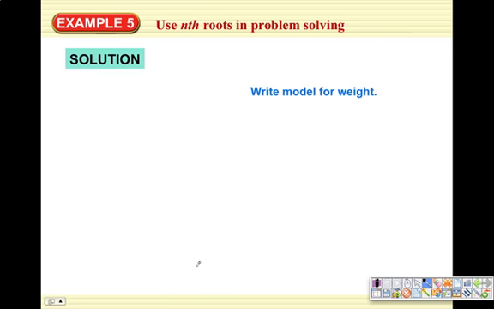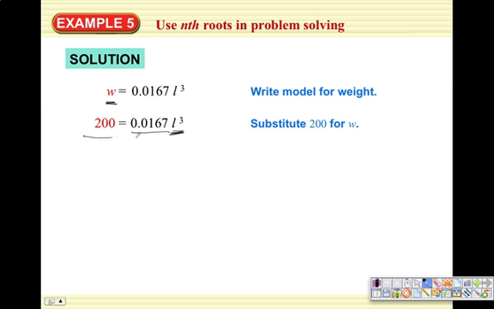So it's actually kind of easy. You just plug it in. So there's what they gave us. They told us the weight was 200. Substitute it. There we go. So the question is, how are we going to solve for L? Well, get L by itself. So get rid of this by dividing by 0.10167. And there we go. L cubed is 1,976. How do you get L by itself? Well, that's a cube, so we have to cube root it and cube root it.